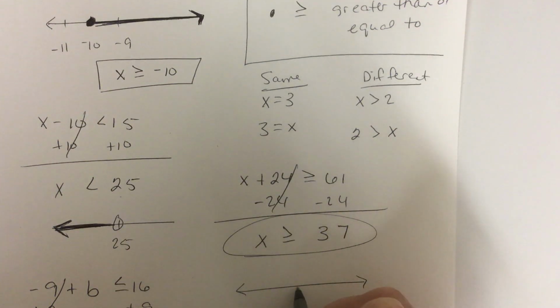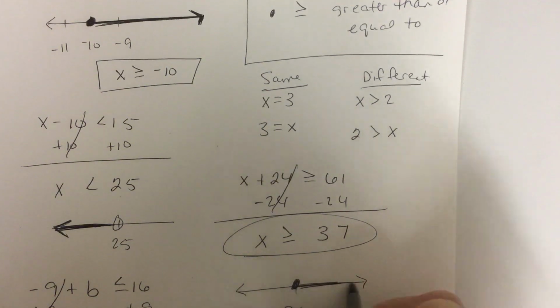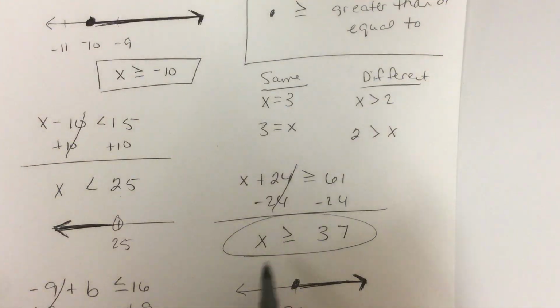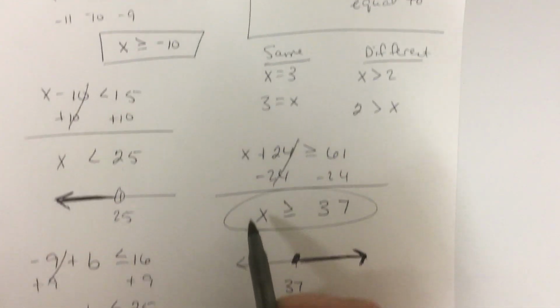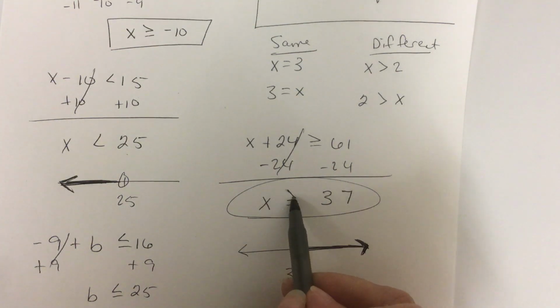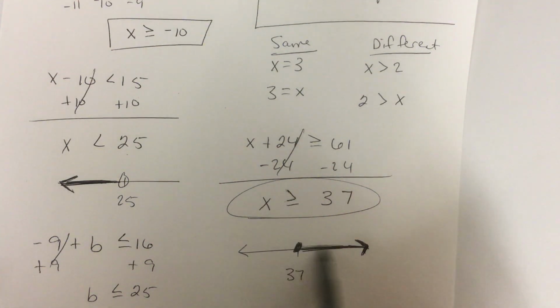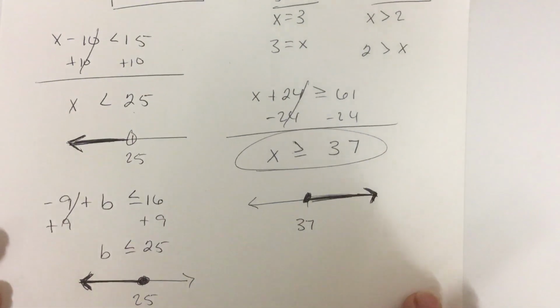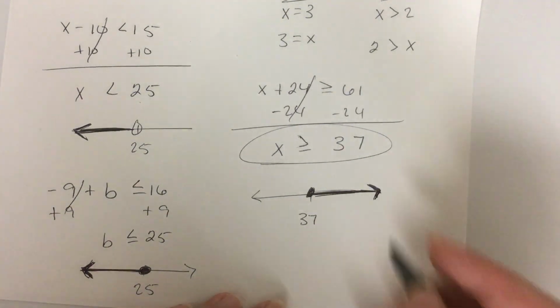If I graph that, then I have a closed dot on 37, and I want all the numbers that are bigger. A shortcut is this. If your letter is on the left, not on the right, if your letter is on the left, then this arrow points the direction that you want to shade. Okay?